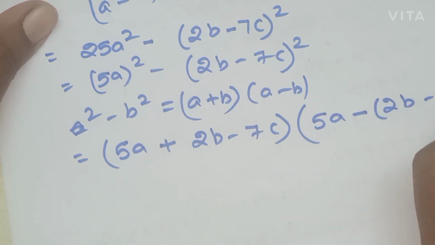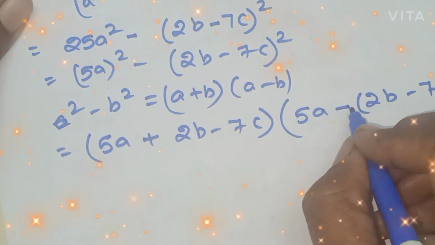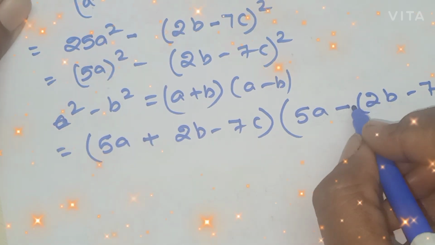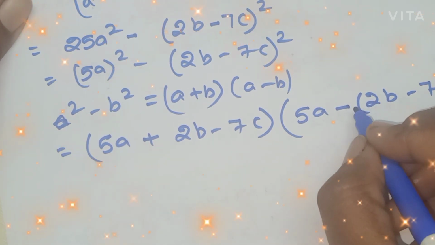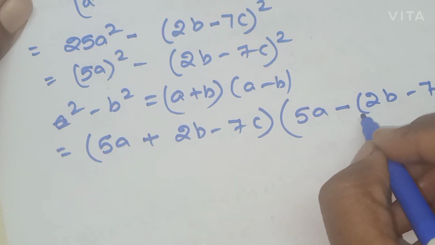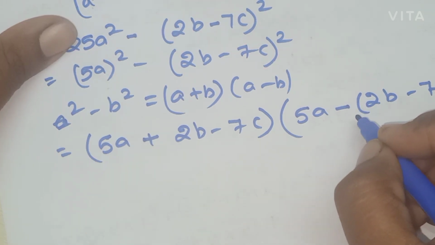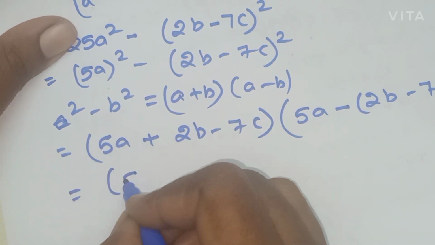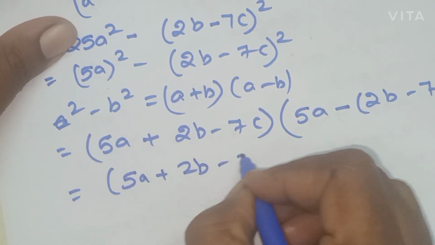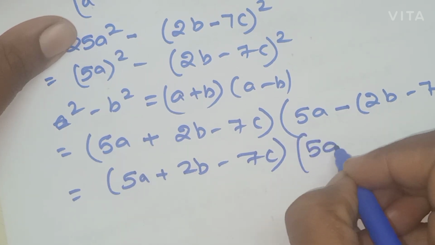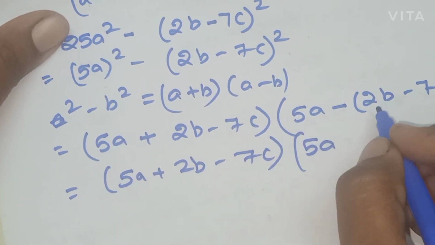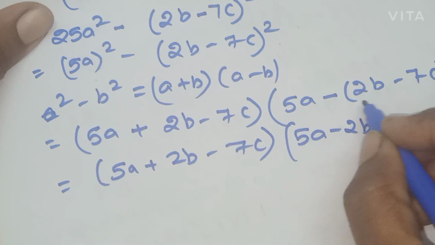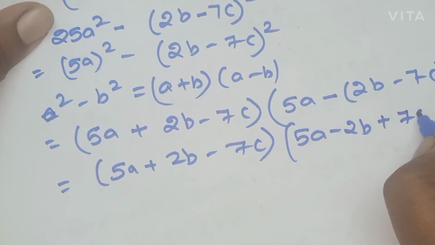After that we can multiply. If you are familiar with the steps you can do it directly. Otherwise, if you think that you would make some mistake, you can follow step by step in order to avoid mistakes. So this is equal to 5a plus 2b minus 7c into 5a. Let us multiply minus inside the bracket. We get minus 2b, minus into minus is plus 7c to be the answer.